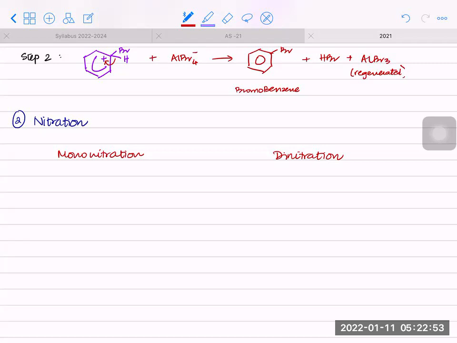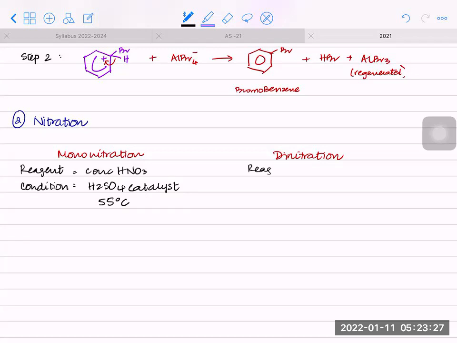Now let's see the reagent. The reagent for mononitration would be concentrated nitric acid. So you have concentrated HNO3. And what will be the condition? The condition would be H2SO4 catalyst. So you have sulfuric acid as catalyst at 55 degrees Celsius. So these are the conditions and the reagents for mononitration.